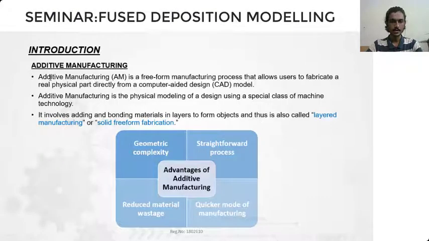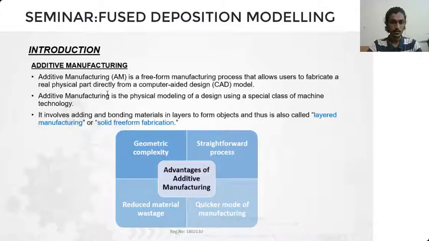Before getting into fused deposition modeling, let's see what is meant by additive manufacturing. Additive manufacturing is a free-form manufacturing process that is used to fabricate a physical part directly with the help of a CAD model. In additive manufacturing, the desired product is formed layer by layer. Hence, it is also called layered manufacturing or solid free-form fabrication.